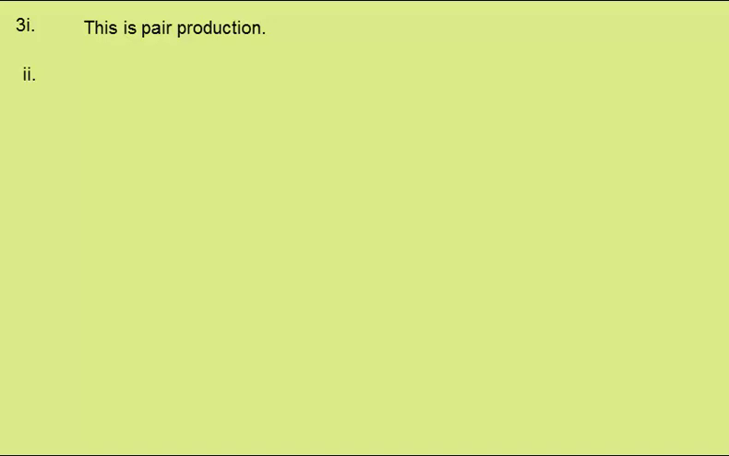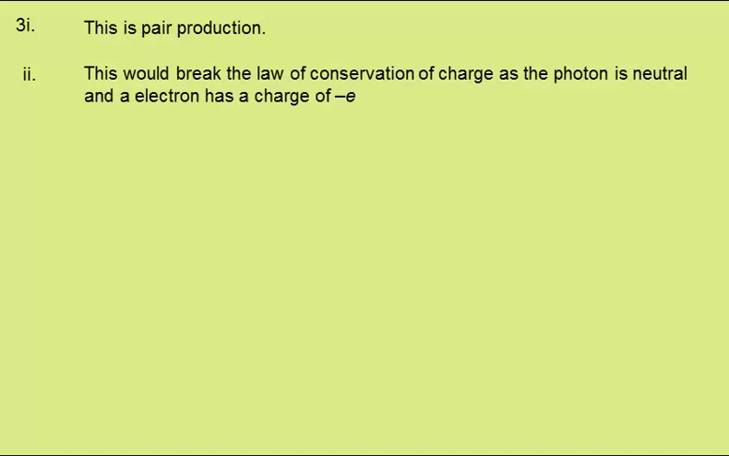In part 2 we need to give a reason why the photon could not produce a single electron instead of an electron and a positron. Well, this would break the law of conservation of charge, as the photon is neutral and an electron has a charge of -e, the charge on the electron.